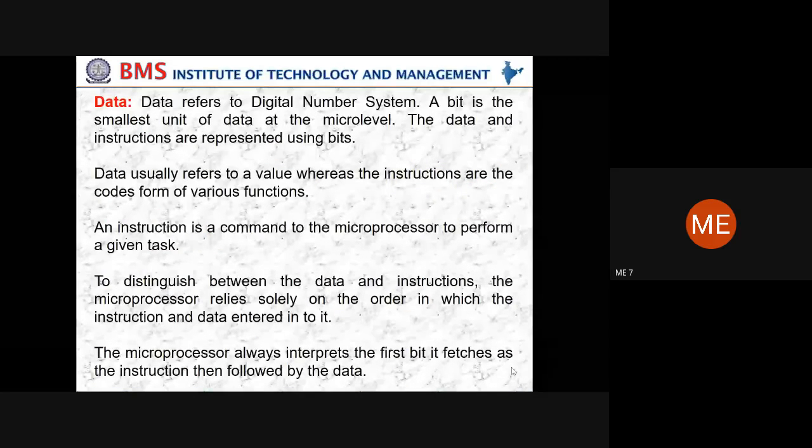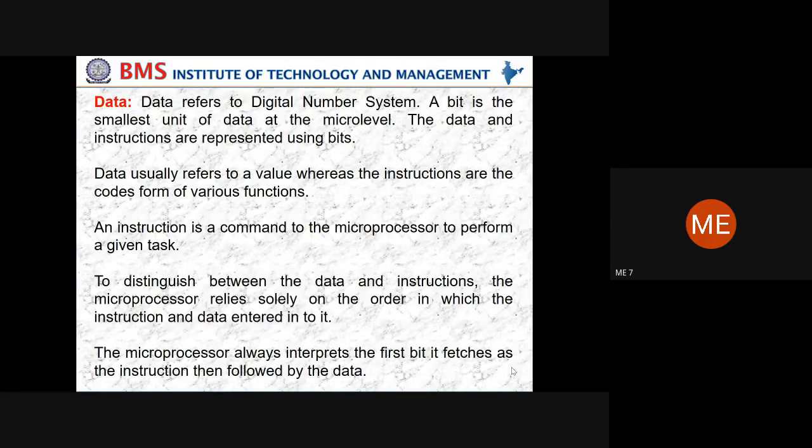Then next we have data, a very important component. Basically, we have two different things in microprocessor processing. One is called the data, and the other is called the instructions. Now, data refers to a digital number system. When we say digital number system, what are the various number systems that we have?